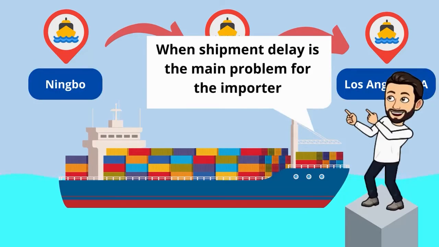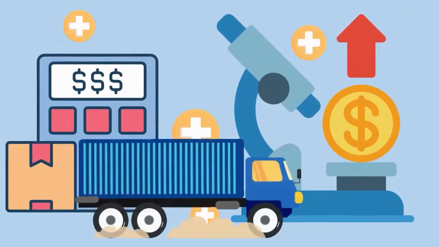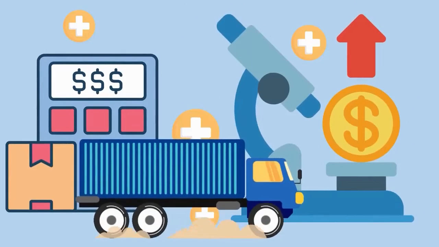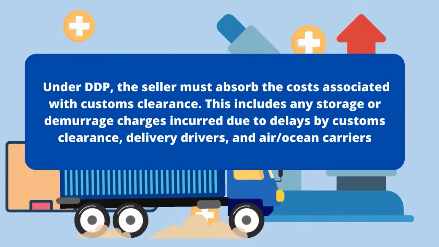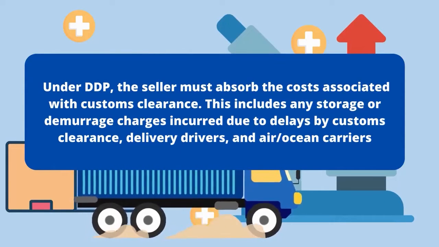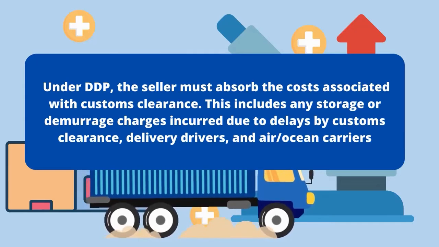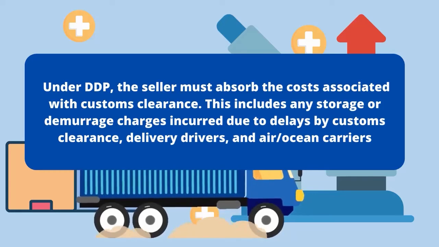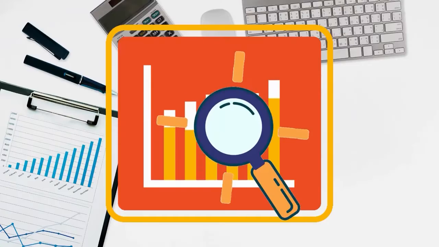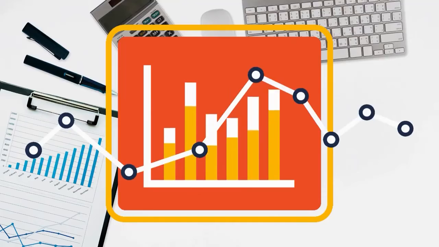While shipment delay is the main problem for the importer, the main problem for sellers under the DDP term is hidden or unanticipated costs. Under DDP, the seller must absorb the costs associated with customs clearance. This includes any storage or demurrage charges incurred due to delays by customs clearance, delivery drivers, and air or ocean carriers. Since these are unanticipated costs, they can quickly eat into your profits or completely negate them.